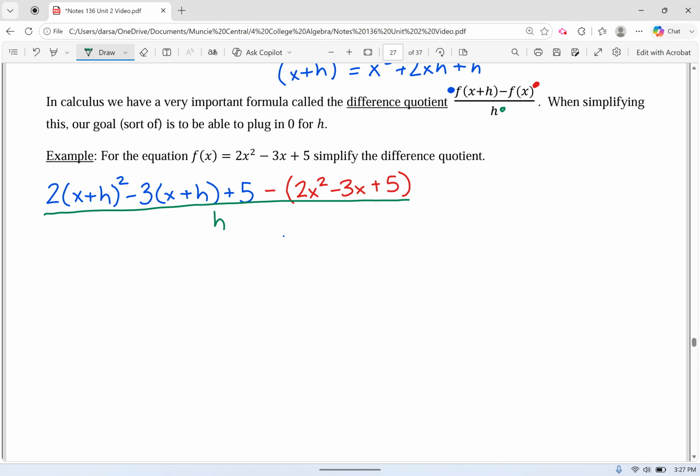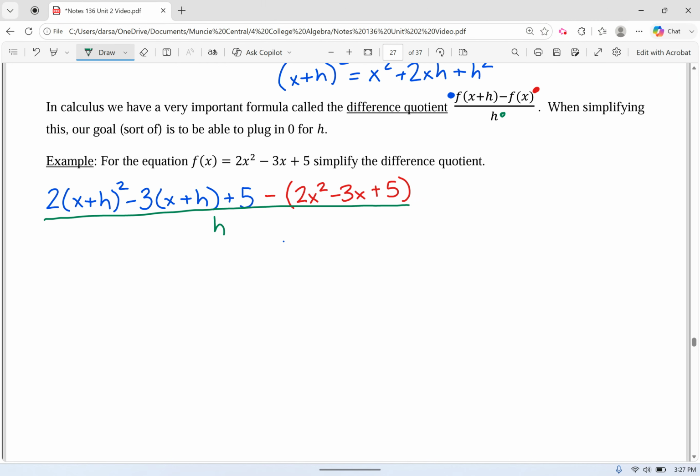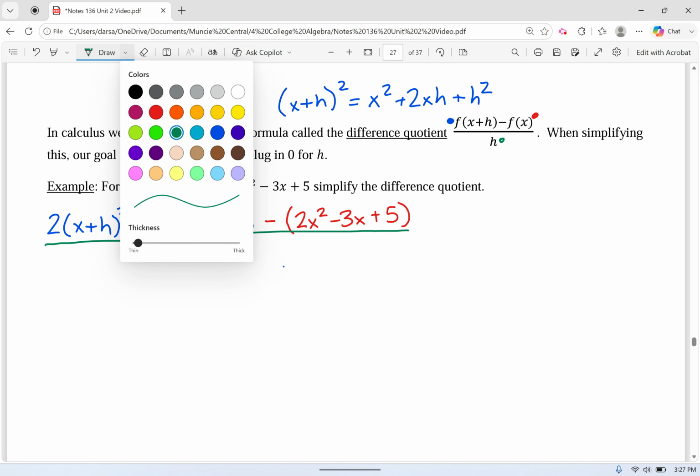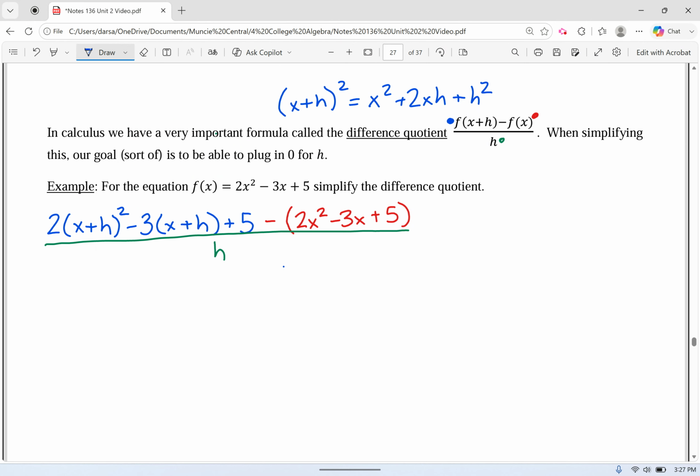So what we want to do now is look at this blue bit and remember from our previous video that we wanted to get memorized that (x + h)² is the same thing as x² + 2xh + h². It's really a good idea to have that memorized because then it makes the rest of this easier. So if (x + h)² is x² + 2xh + h², we can take this (x + h)² and replace it with this.